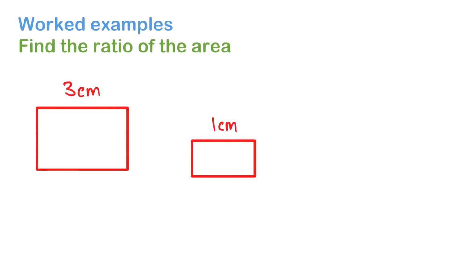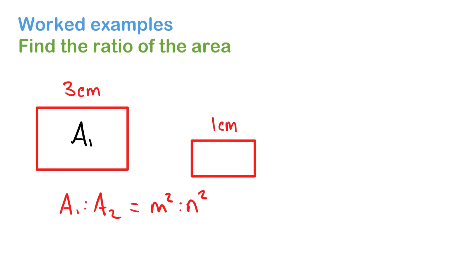Our worked example is that we need to find the ratio of the areas for these two similar rectangles. So the first thing I would do is write down our relationship. We know that the relationship is A1 over A2 is equal to M squared over N squared. The next thing I need to do is write down what I'm talking about. What's my A1, what's my A2, what's my M, what's my N?